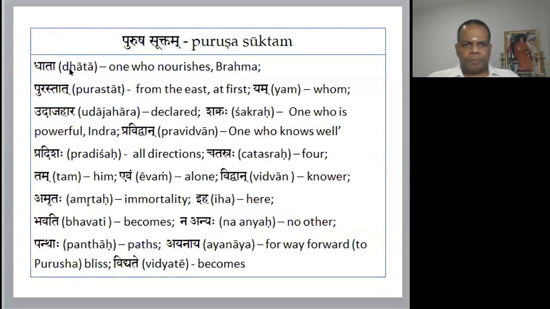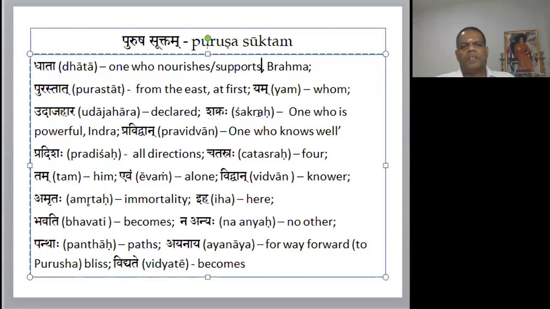Dhata. Dhata actually comes from the word dhatru. Dhatru means one who provides everything, he nourishes us. Usually, Brahma, the creator, is referred to as dhata. One who provides, he has created this world, he has created all those things which will nourish us. It means one who supports also, you can say. One who provides support and sustenance. Okay, Brahma.